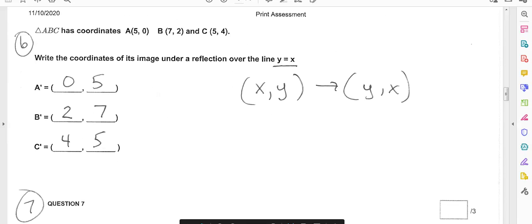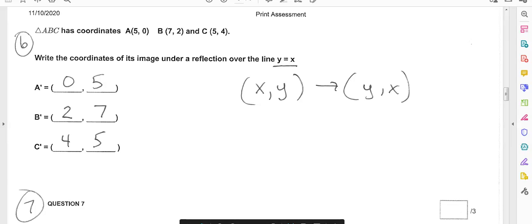Number 6 says we have a new triangle, so I have to change those coordinates. Now we're going to want to reflect over the line y equals x. Well, the rule when you want to reflect over y equals x says just change places. So basically you're just switching. 5, 0 becomes 0, 5. 7, 2 is 2, 7. 5, 4 is 4, 5.